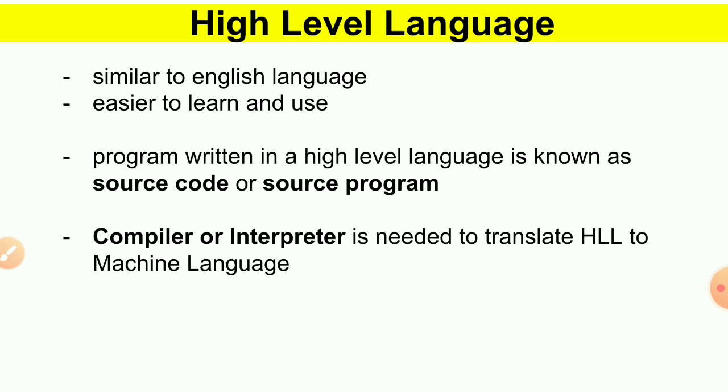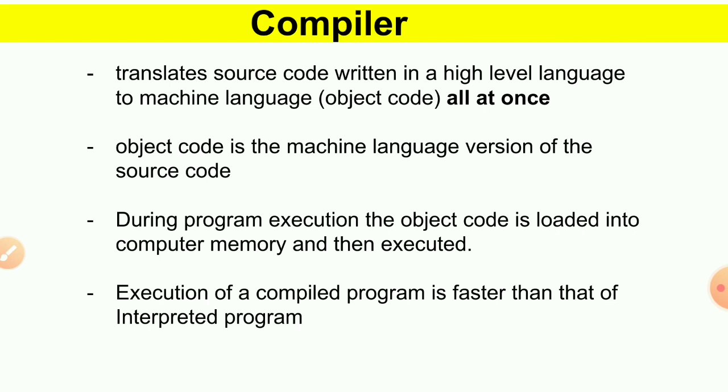Well, actually there are two kinds of programs known as compilers and interpreters. A compiler is a program which converts high level language into machine language. An interpreter is also a program which converts a high level language into machine language. So what is the difference between compiler and interpreter?